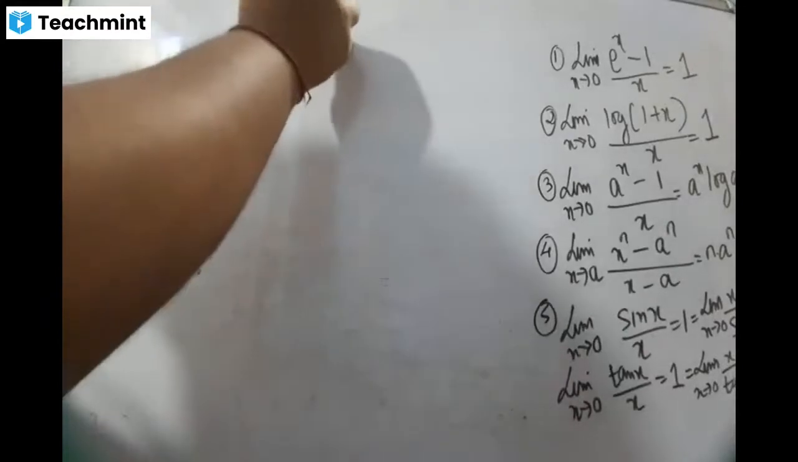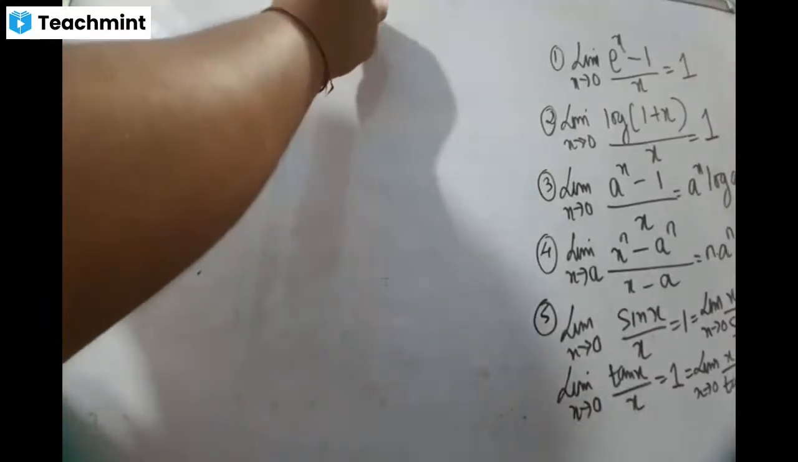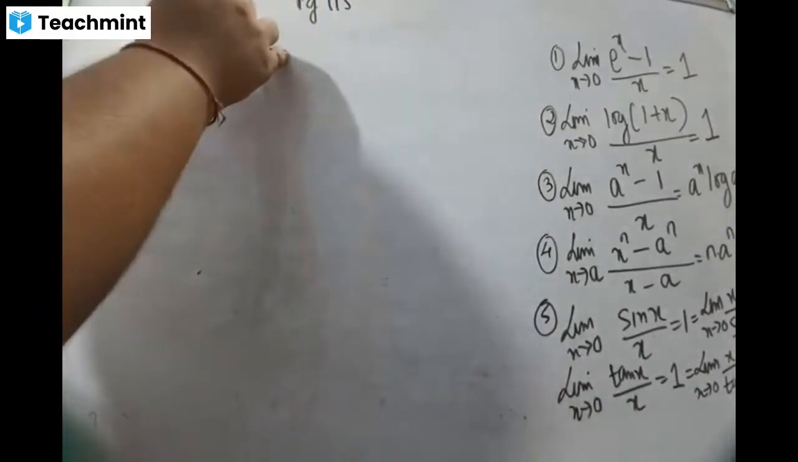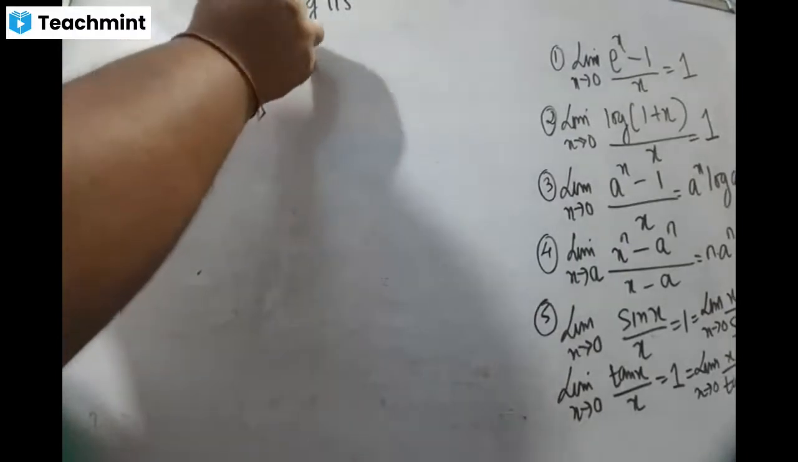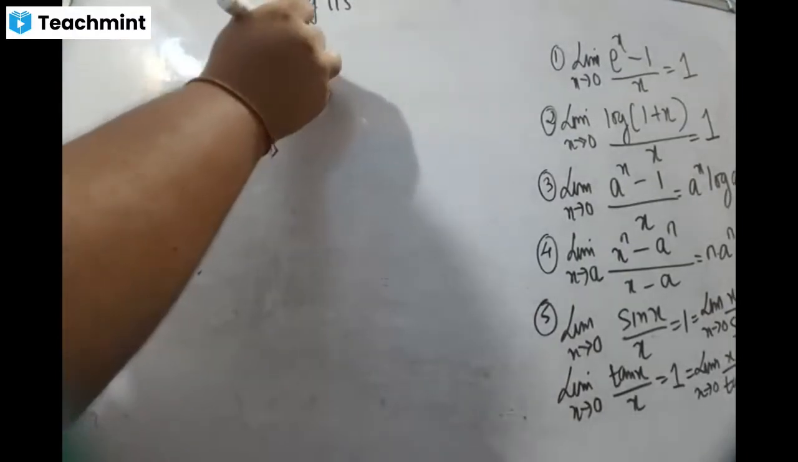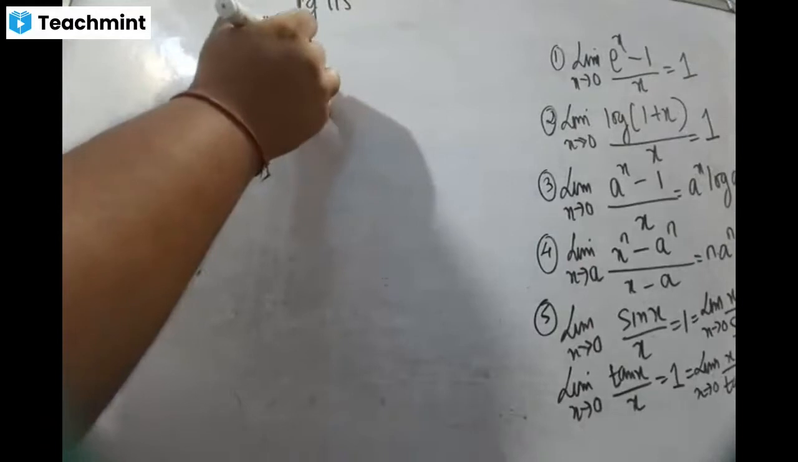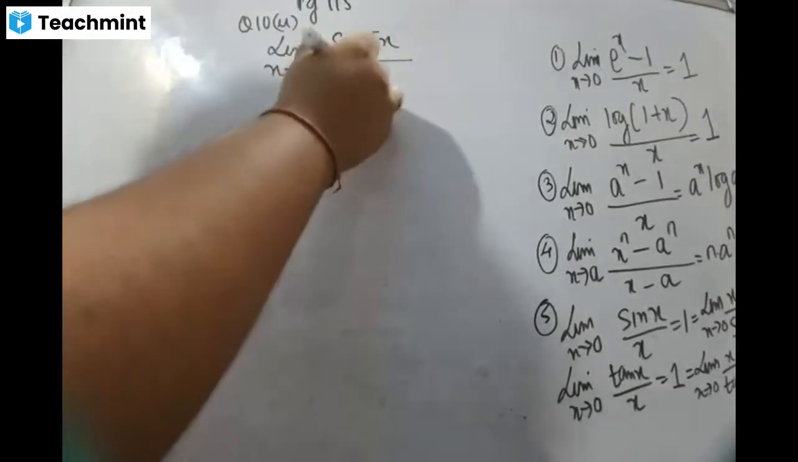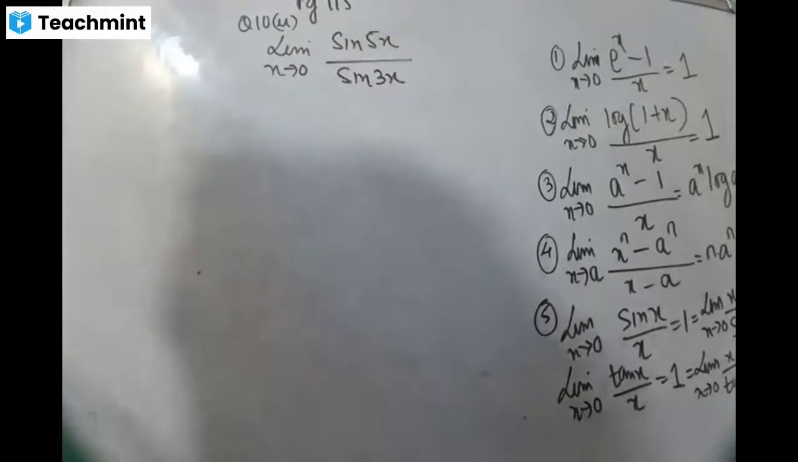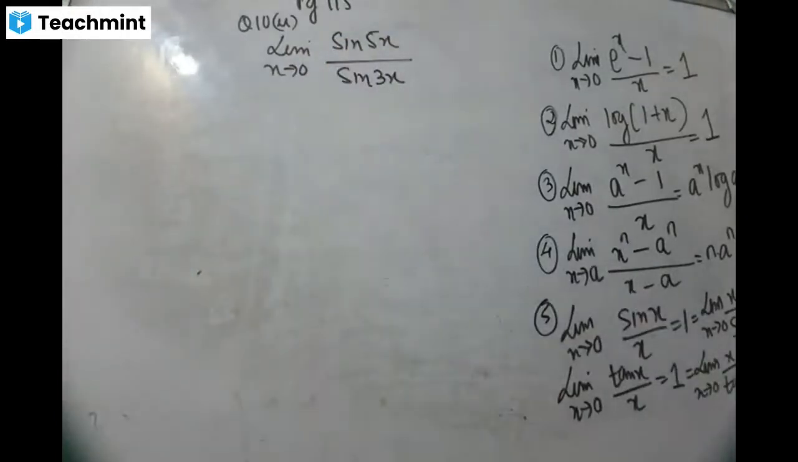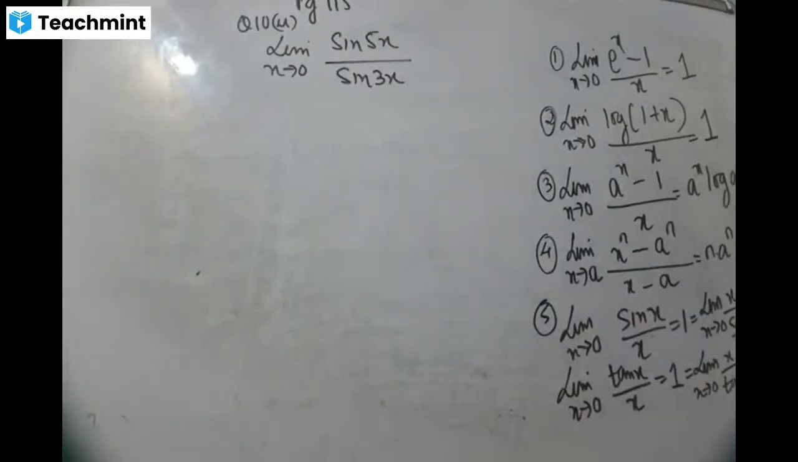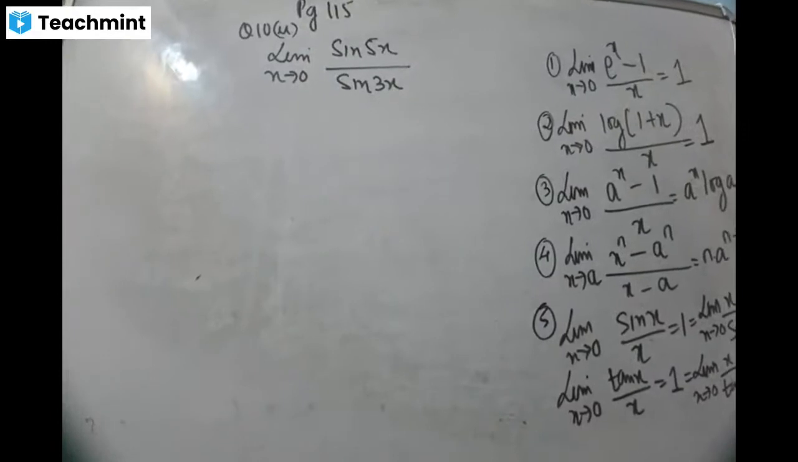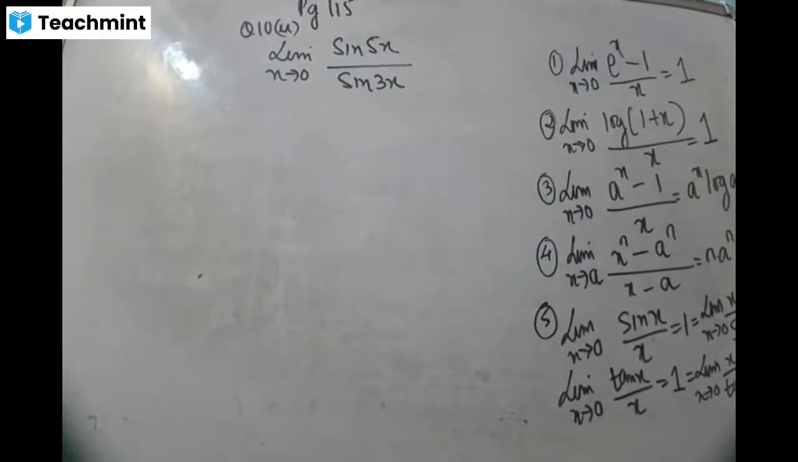This is page number 115, question number 10, subdivision 2. See, the question looks difficult, but once you understand the property, it becomes very simple. This is sine 5x divided by sine 3x. Okay, the same process is to be repeated, everyone. So put the value of x in the denominator.